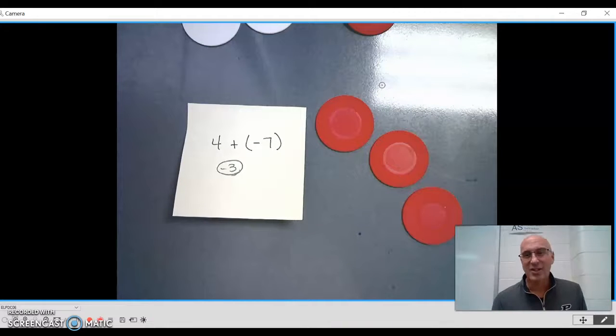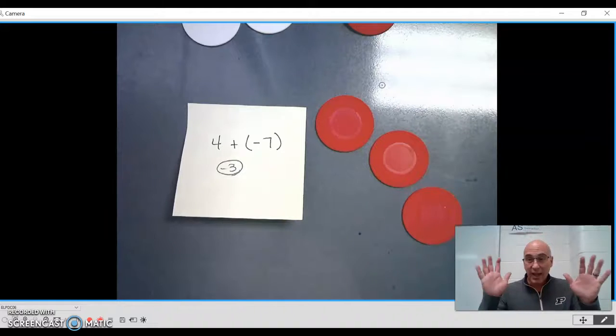There is your introduction to adding integers. Yay, integers!